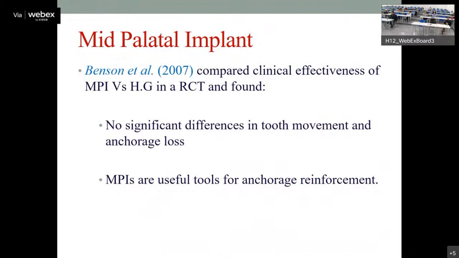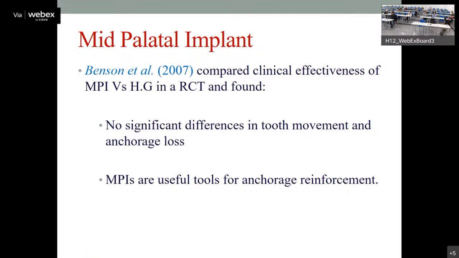Clinically, there was a nice randomized clinical trial done by Benson et al. in 2007, in which they compared the clinical effectiveness of the midpalatal implant versus the headgear. They found that there was no significant difference between midpalatal implant and headgear in terms of tooth movement or anchorage loss. That's why they suggested that midpalatal implants are a useful tool for anchorage reinforcement.